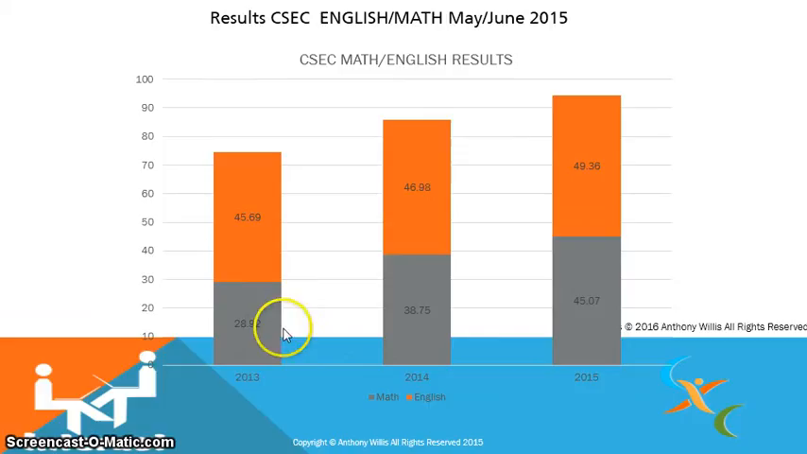Here are the results for 2013, 2014, 2015. In orange, that's the English score, 45.69, 46.98. It seems to be consistent over the past 3 years. And it's about the same thing in 2016. We don't have the data for 2016 here. But math, it has dropped considerably, 38% in mathematics 2016. We will continue this analysis in a subsequent video.